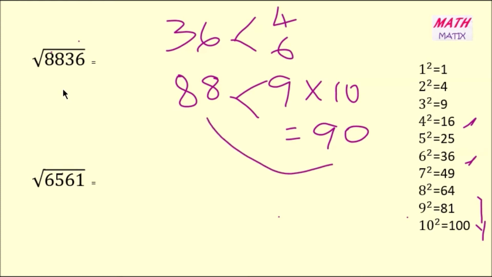Now compare 88 with 90. 88 is lesser than 90. So among these two numbers 4 and 6, I will take the lesser number, that is 4. And for this second pair 88, I will take this 9 directly, 94. So the square root of 8836 is 94. That is very easy. We'll see another example, 6561.